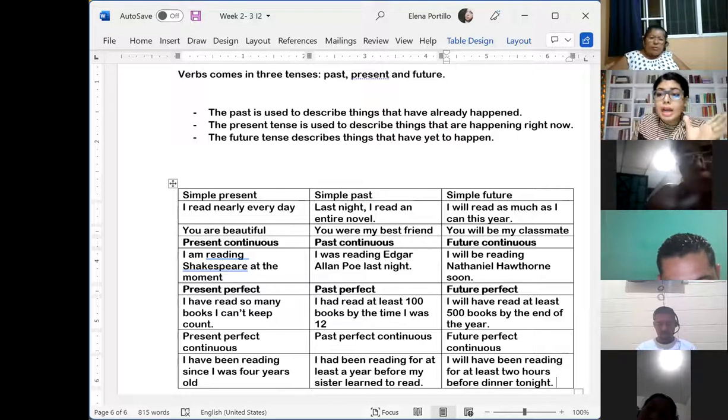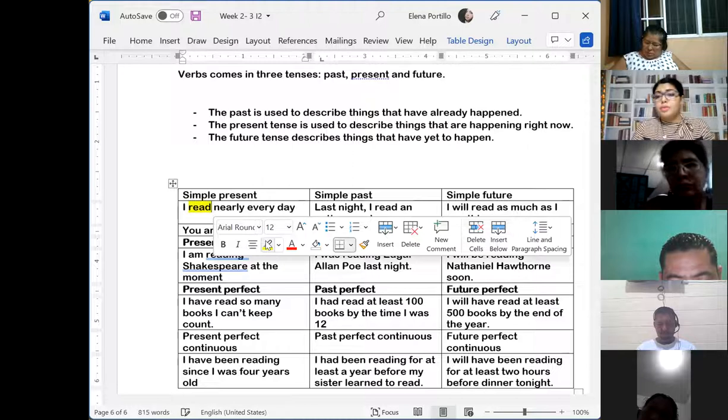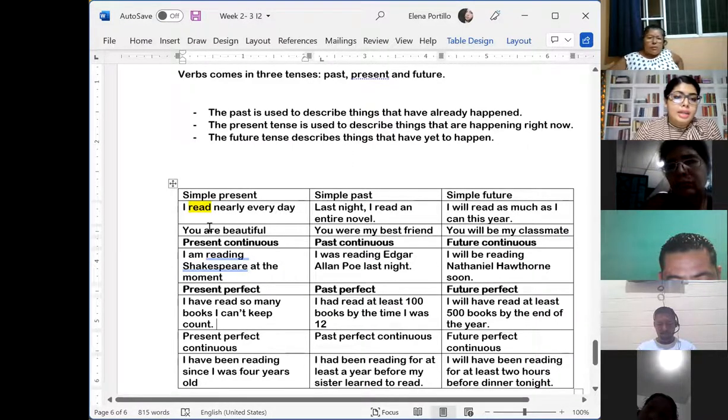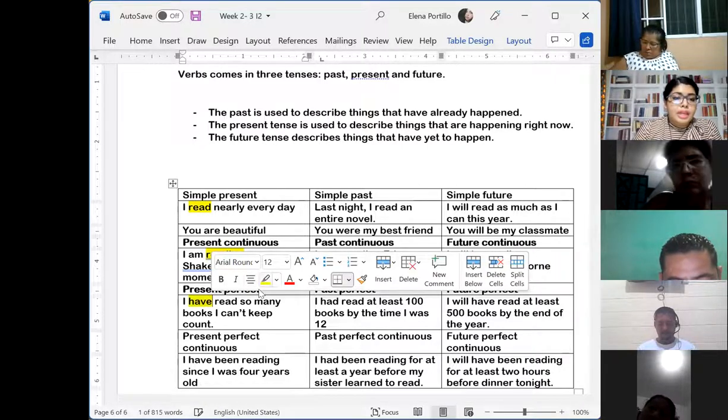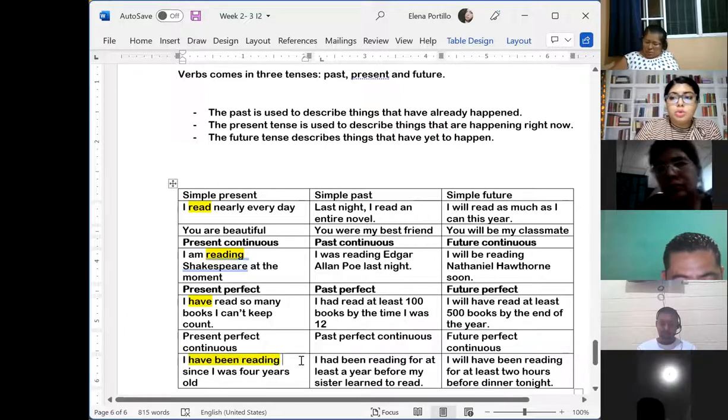Okay. I will mark the structure for these tenses. In the first one, this case is the verb in base form without changes. And then we have in present continuous, the verb that is changing with the ing form. Then in the present perfect, we have have. Then we have in the present perfect continuous, have been and the ing form of the verb. Those are the structures for these tenses.